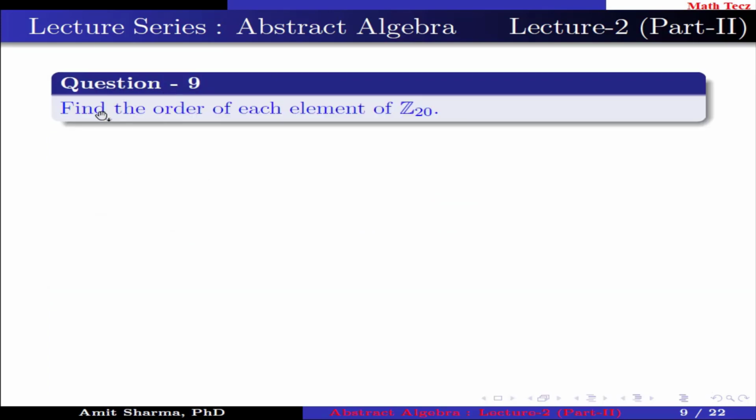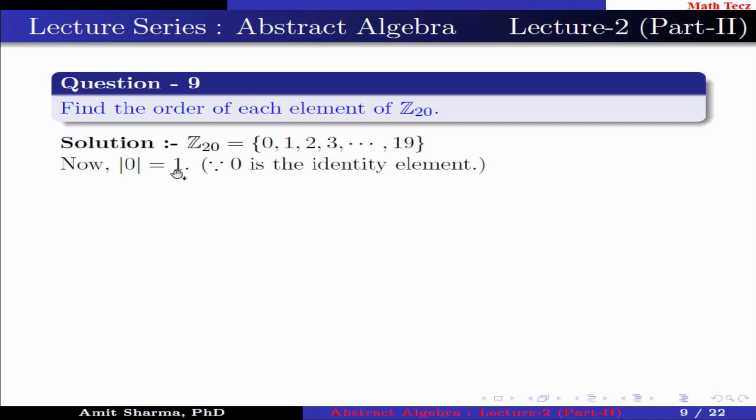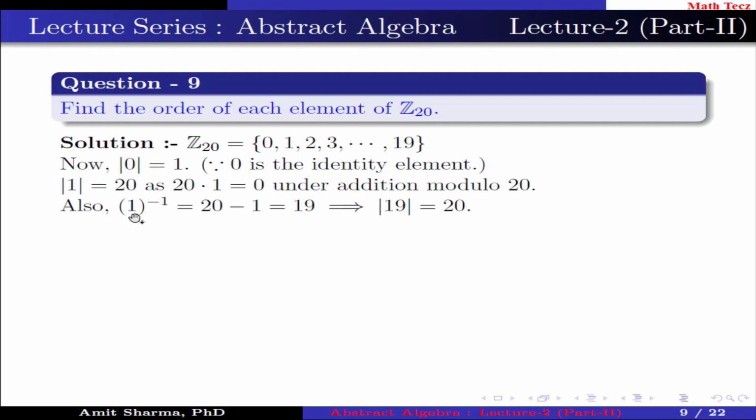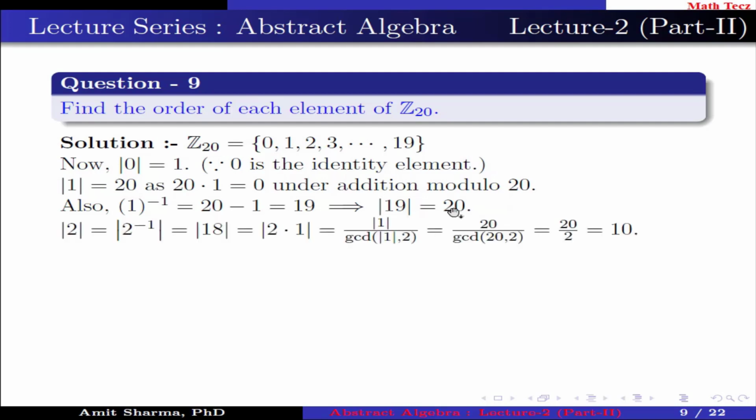Question number 9. Find the order of each element of Z20. We know that Z20 contains the elements 0, 1, 2, 3 up to 19. Now order of 0 is 1 because 0 is the identity element. Order of 1 is 20 because 20 multiplied by 1 is 0 under addition modulo 20. Also 1 inverse is equal to 20 minus 1, which is equal to 19, implies order of 19 is also equal to 20.